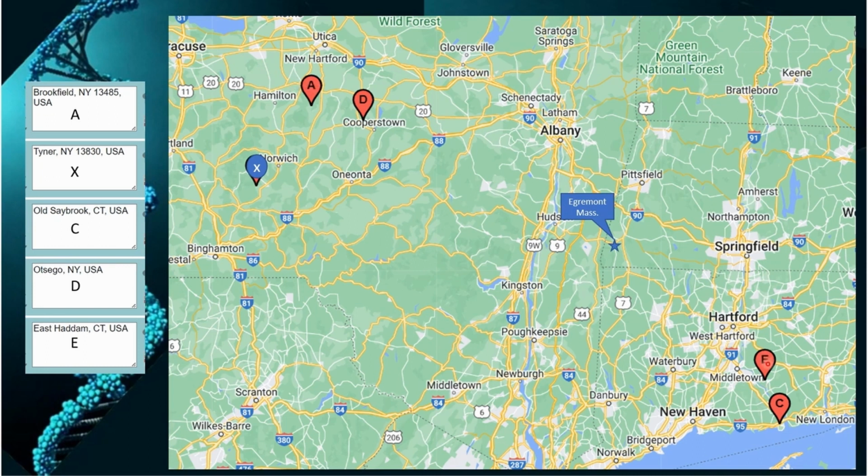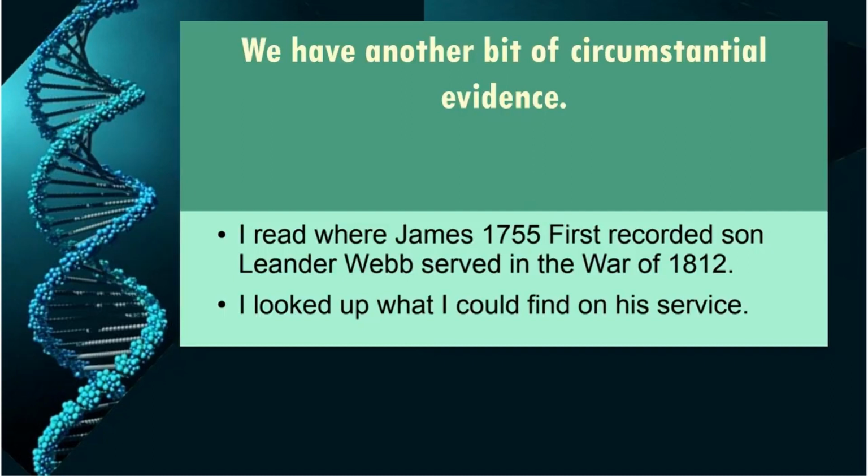Now there's one more piece of circumstantial evidence. I read where James 1755, that's our stowaway, and whether it's 1760, 1755, whatever, I'm just going to call it 1755 for a number. His first recorded son, Leander Webb, served in the War of 1812.